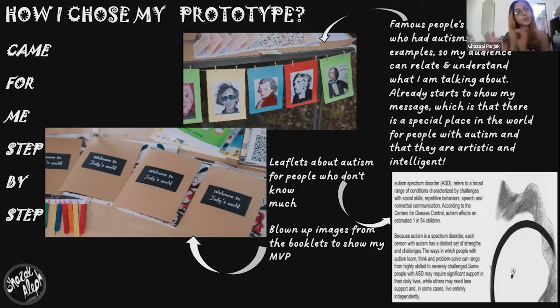I made each frame of my book in a big size to create a good vision. And I also chose some famous people's pictures who had autism to use as examples, so my audience can relate and understand what I am talking about. It already starts to show my message, which is that there is a special place in the world for people with autism, and that they are artistic and intelligent.